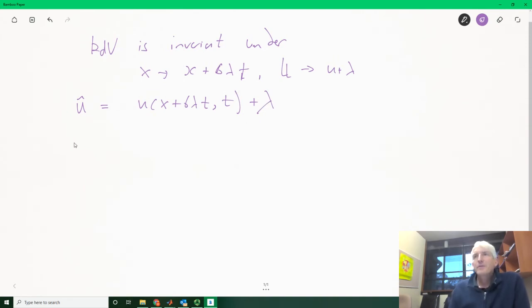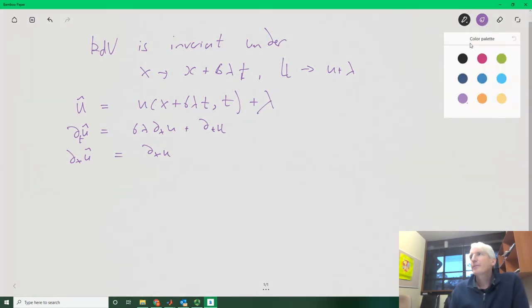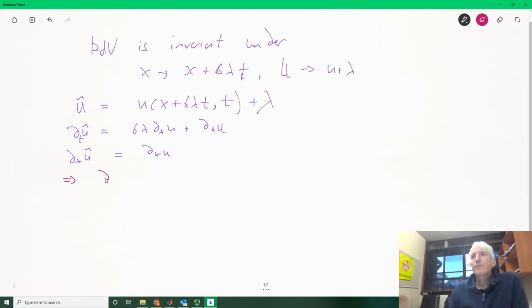All right, so then we substitute here. Well, we get the u hat dt, and this is going to be a bit different, isn't it? Because it's going to be 6 lambda times the x derivative of u plus the time derivative of u. And the x derivative of u hat is just going to be equal to the x derivative of u. Now, if we substitute that into the equation, the KdV, this one, so we have dtu plus 6, you can see where the 6 is going to come here, isn't it?